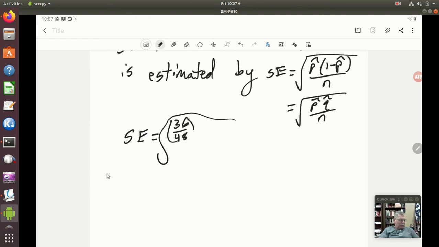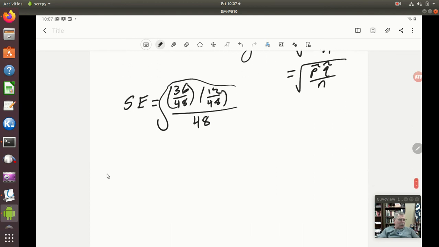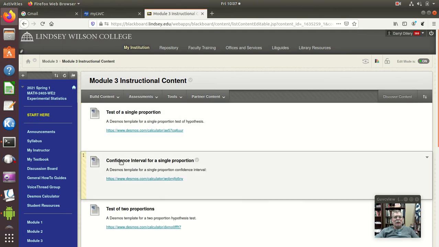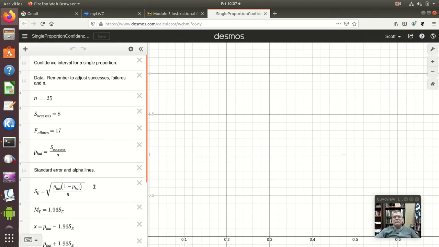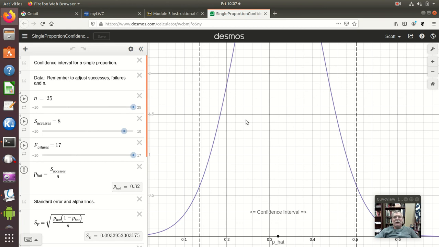square root here. We had 12 over 48, and then divided by 48. So we have that number, and that is equal to what? Well, this is where we've got something in Desmos. So if I come back here and I look here, here's a confidence interval for a single proportion. Let's click on that. And that brings up my Desmos thing here. And it already has some numbers in it. We just need to change them.